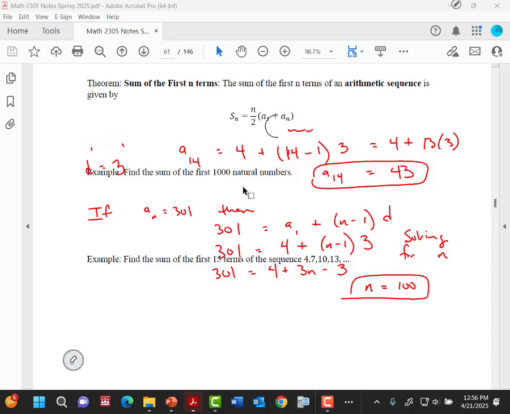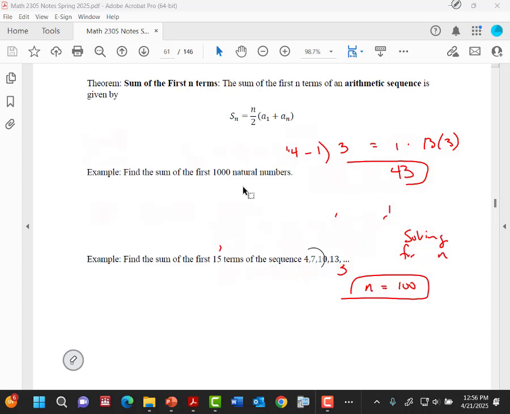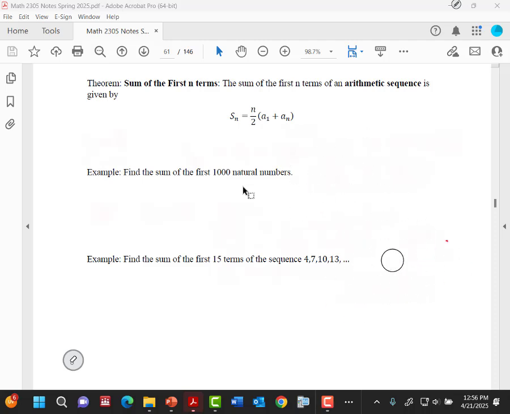Now, let's discuss the sum of the first n terms of an arithmetic sequence. If I have an arithmetic sequence, then the sum, which I will write as capital S subscript n, S sub n equals n over 2 times a1 plus a sub n. So a1 would be the first term, a sub n would be the nth term. So I add those together and multiply it times n over 2.